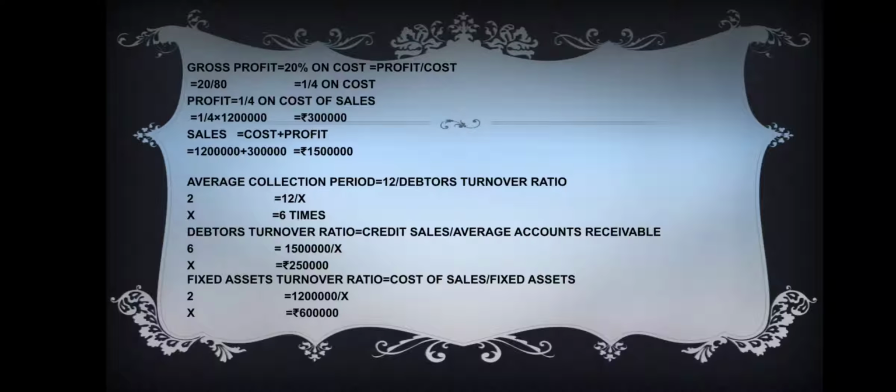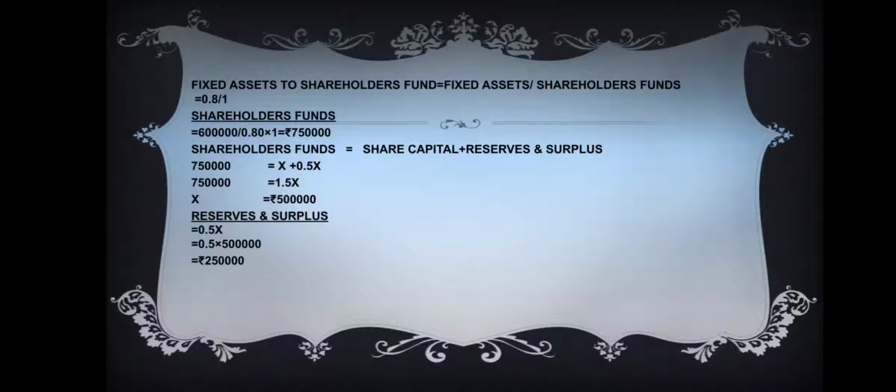Average collection period is equal to 12 divided by debtor turnover ratio. Debtor turnover ratio is given in the formula. Fixed assets turnover ratio is equal to cost of sales divided by fixed assets. The next is fixed assets to shareholders' funds, which is equal to fixed assets divided by shareholders' funds, where the shareholders' funds is given in the data. Reserves and surplus is to be found out using the data.